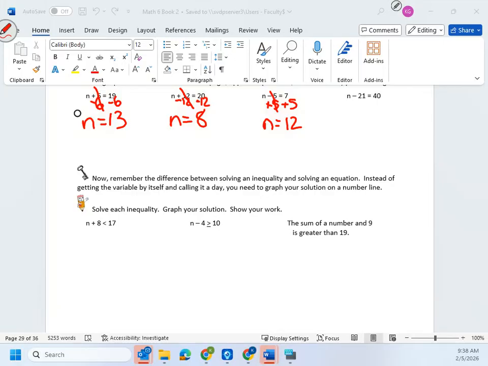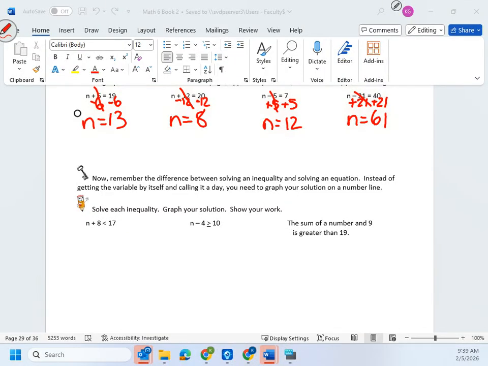Now we have n minus 21 equals 40. What's the opposite operation we have to do? Fernanda? Addition. Yeah, we have to add 21 to both sides. Negative 21 plus 21 zeros out. So we have n equals 40 plus 21, which is 61. So that's just a refresher of those opposite operations.